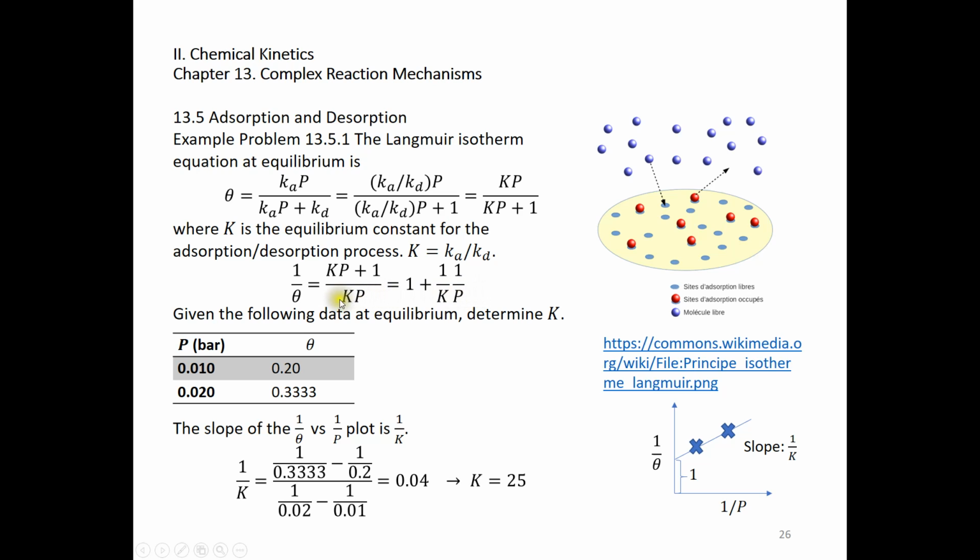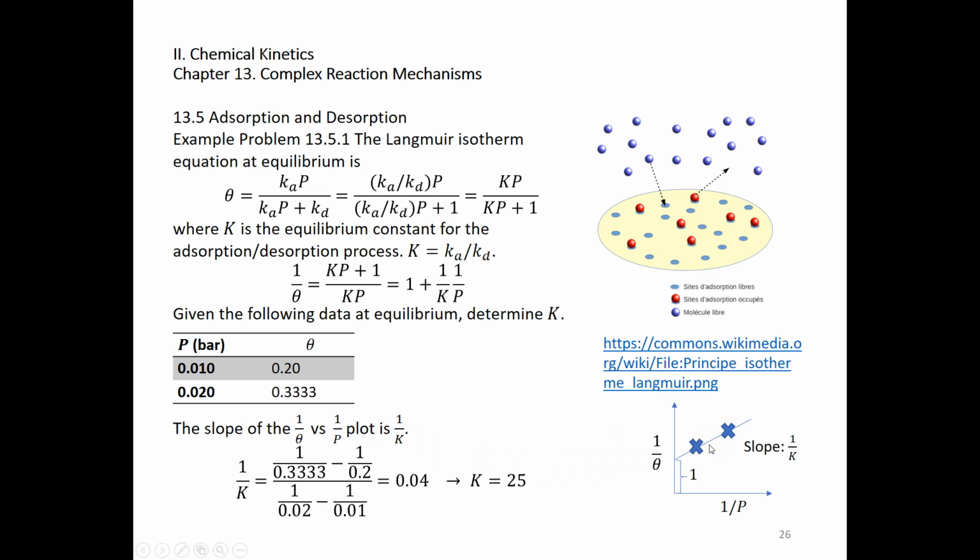So now let's have some experimental data. Let's say when pressure is 0.01 bar, theta is 0.2. When pressure is 0.02 bars, theta is 0.3333. Now let's make a plot over here and then determine the slope. The slope is going to be 1 over the equilibrium constant K. So we can actually make the graph.